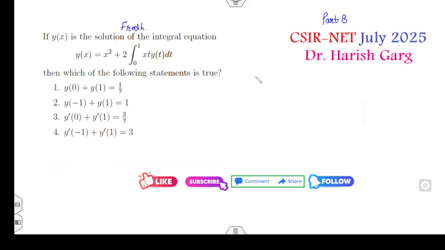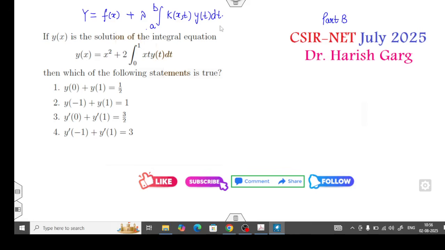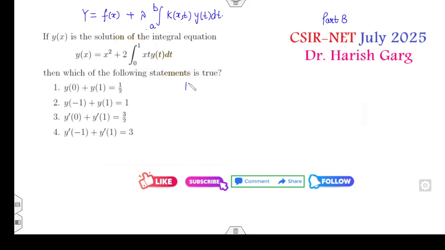So what is the Fredholm equation? Let me write here: y(x) = f(x) + lambda times the integration from a to b of the kernel K(x,t) into y(t) dt. Whenever you see the equation of the Fredholm, you can easily watch my Fredholm equations or resolvent kernel lecture. Can you find the value of the kernel firstly? What is K(x,t)? This is my x into t. The value of lambda is 2. The value of f(x) is x squared.